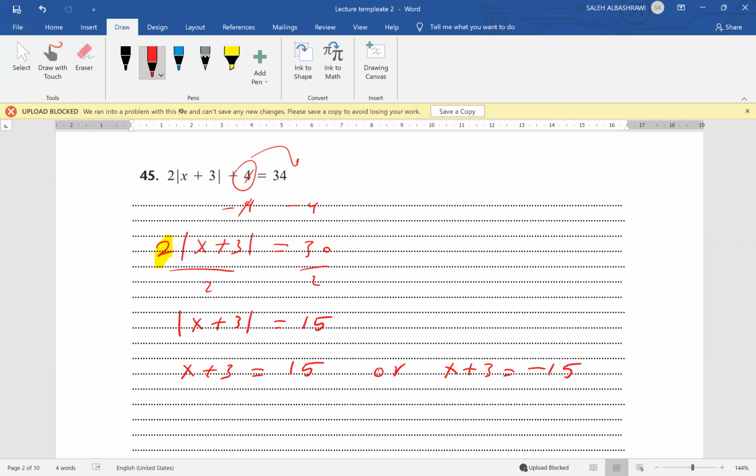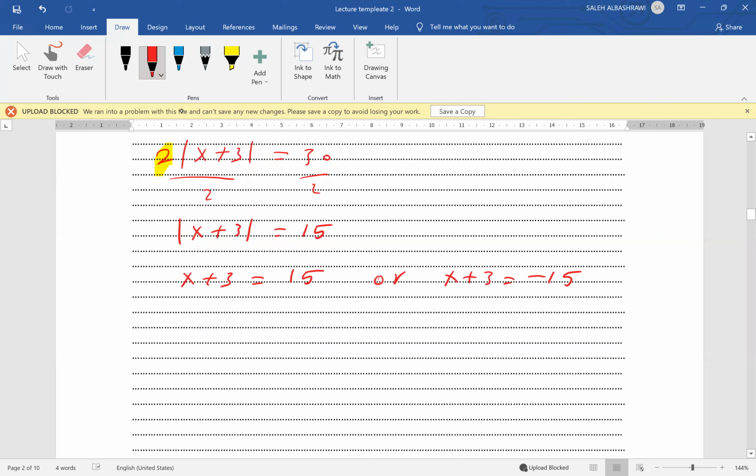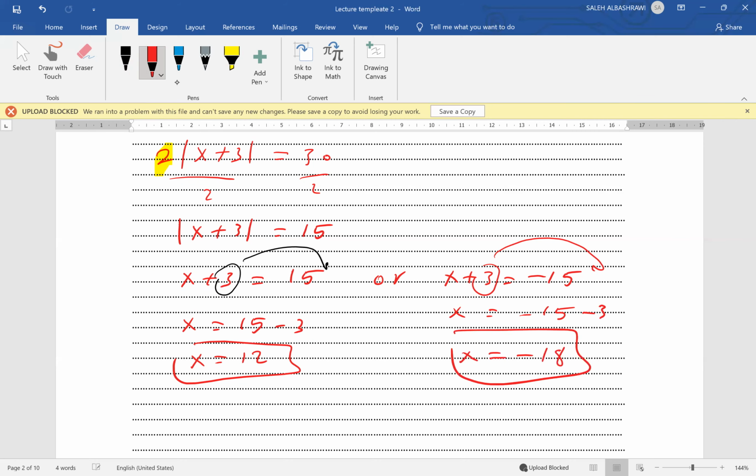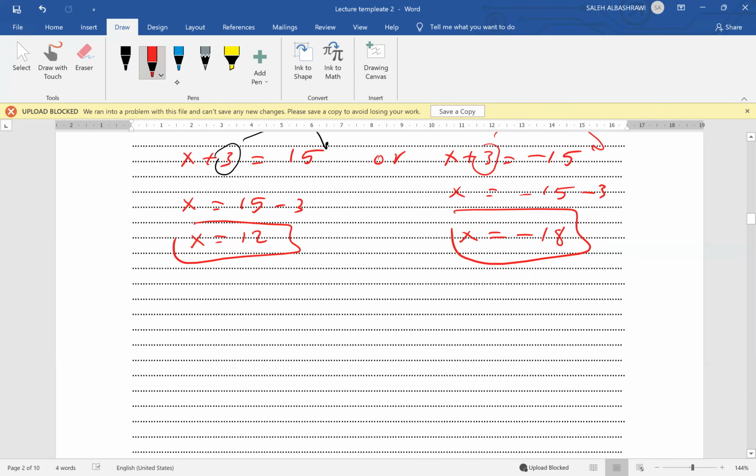Now solve the two linear equations. Move the 3 to the other side and change the sign: x equal to 15 minus 3, that will be x equal to 12. One solution. Or x equal to minus 15 minus 3, so x will be minus 18. So the solution set is 12 or minus 18.